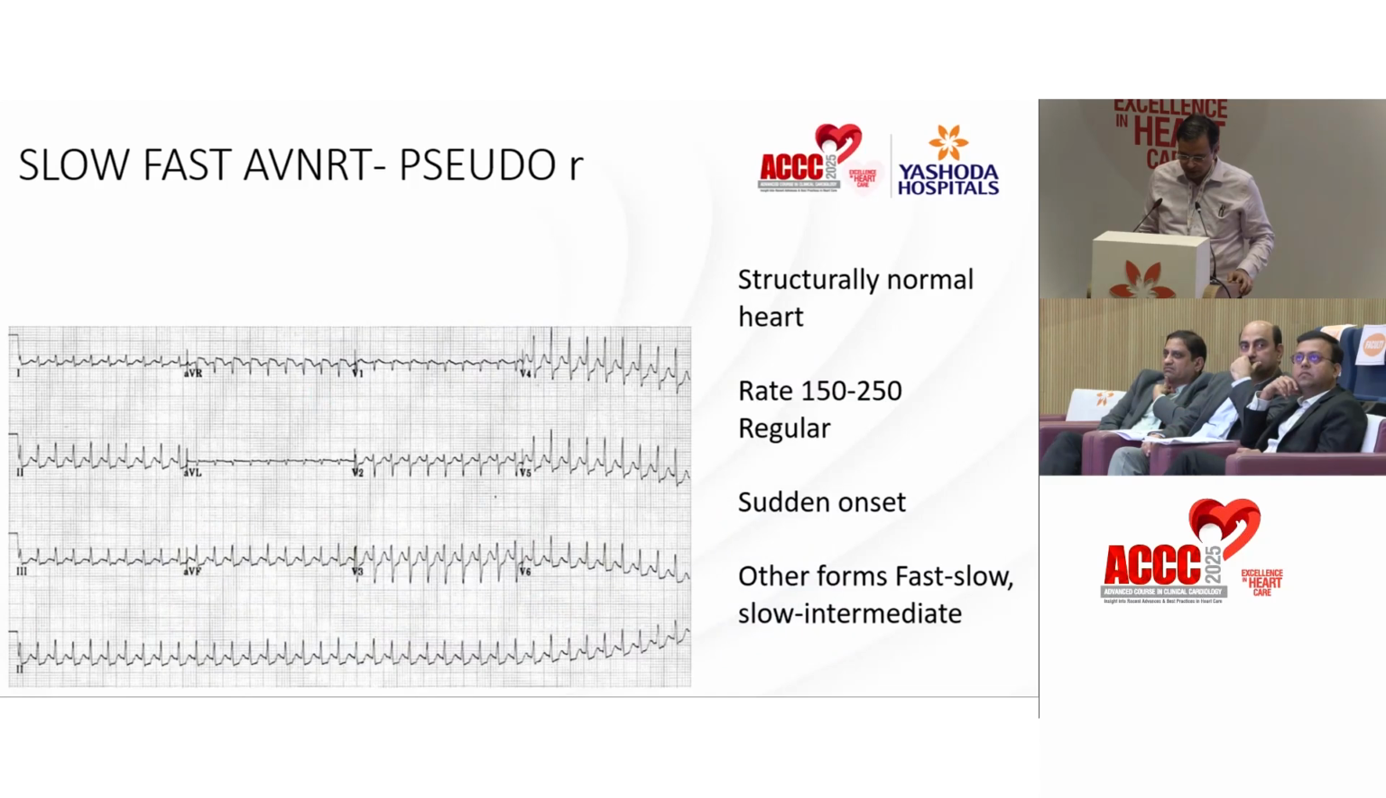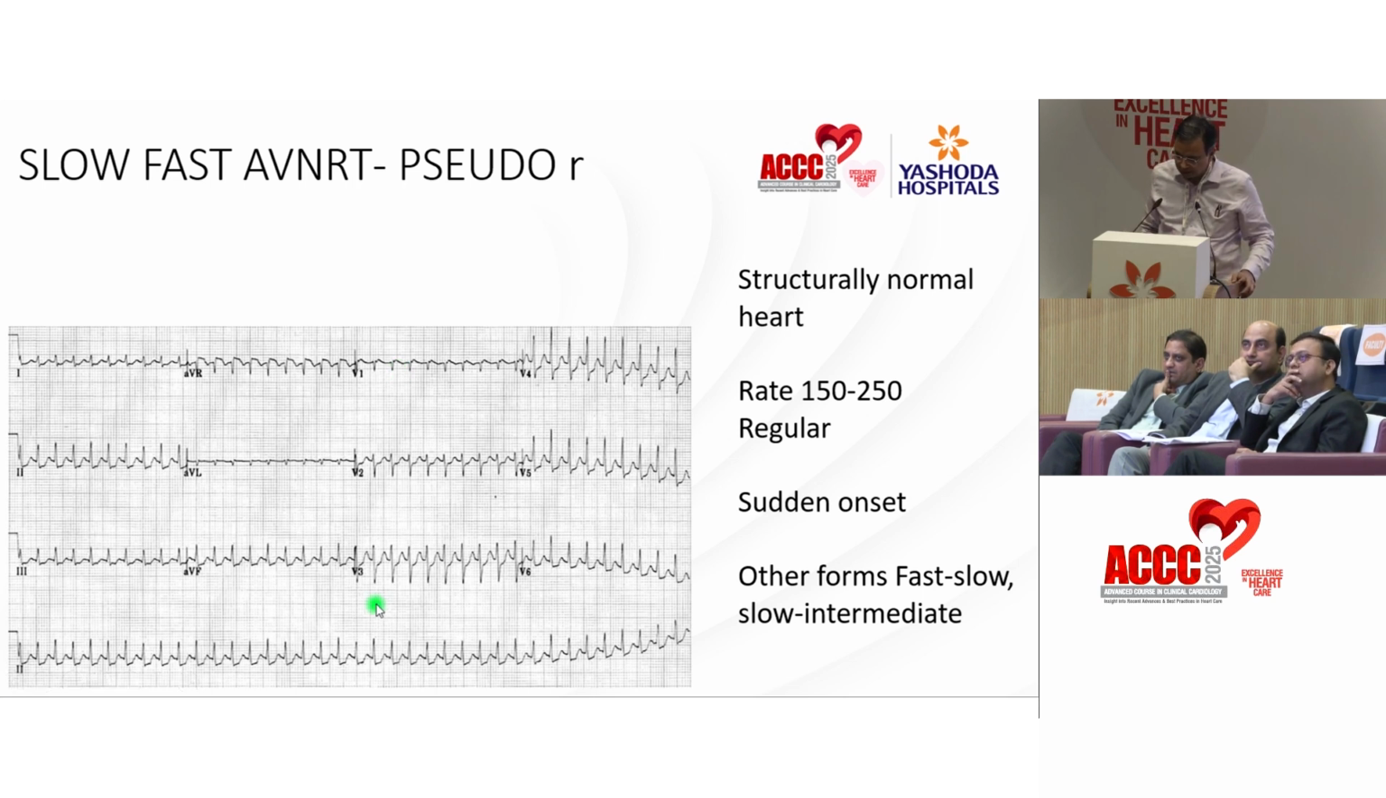So this is the first example, our AVNRT. Here again, as I said, this is a short RP tachycardia. If you pay some attention, the P wave is somewhere here, near the QRS. It's so near to the QRS that you can see it in lead V1. That's what is called a pseudo R pattern.